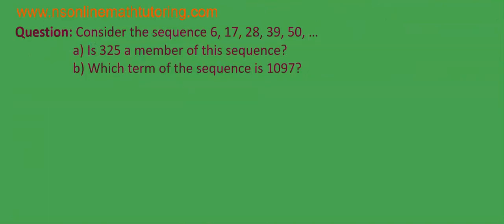The first question of this topic: consider the sequence. Now, they have not said that it is an arithmetic sequence. It is a sequence, so it follows some rule, but they have not mentioned the word arithmetic. So you cannot just assume the sequence to be an arithmetic sequence. 6, 17, 28, 39, 50, implying that this is an infinite sequence. And the first subpart says, is 325 a member of the sequence?